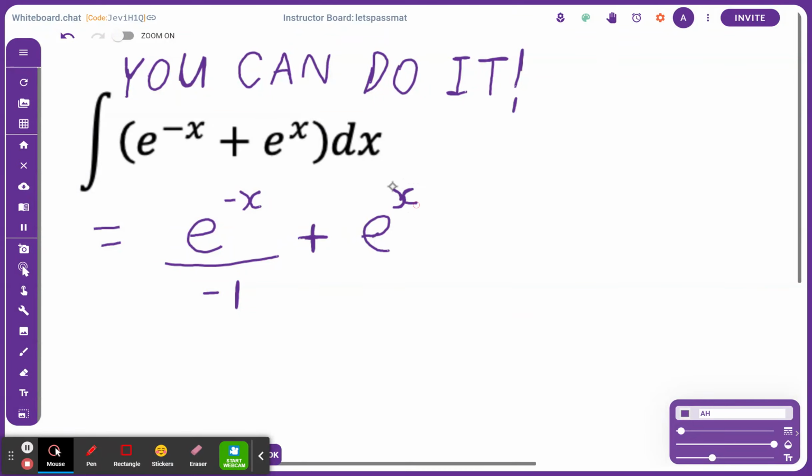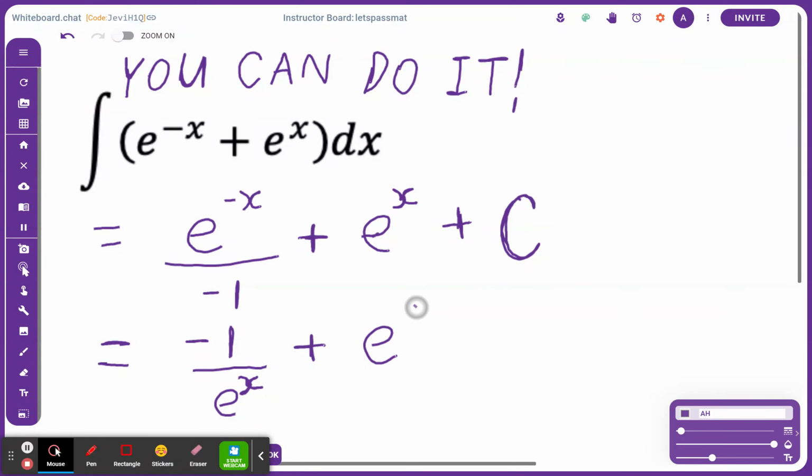Again, don't forget there are infinitely many cases. So you have to add a constant c. And again, c is basically an element of the real numbers. So if you clean up the answer and leave it with positive exponents, the answer is going to be negative 1 divided by e to the power of x plus e to the power of x plus c.